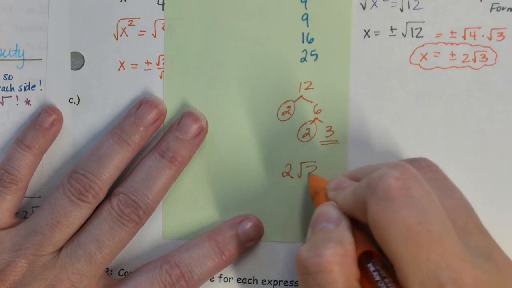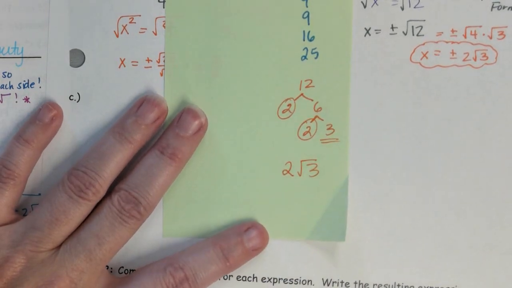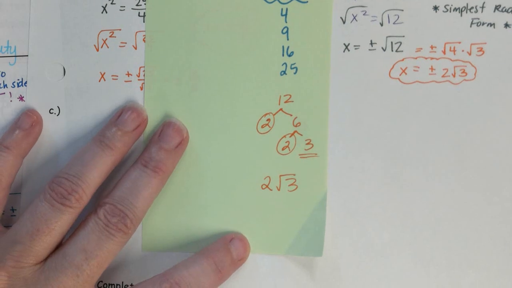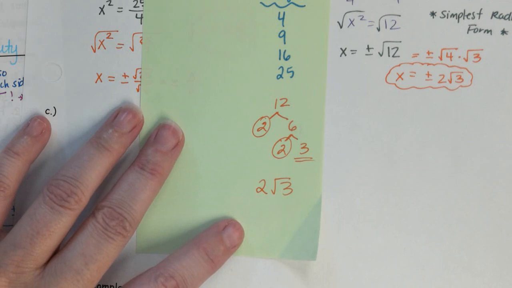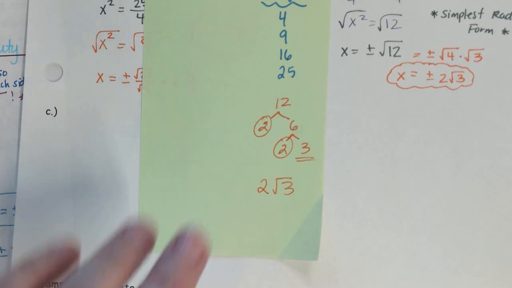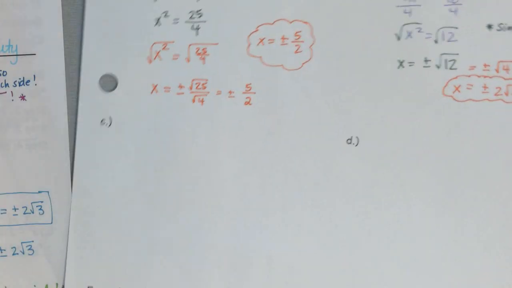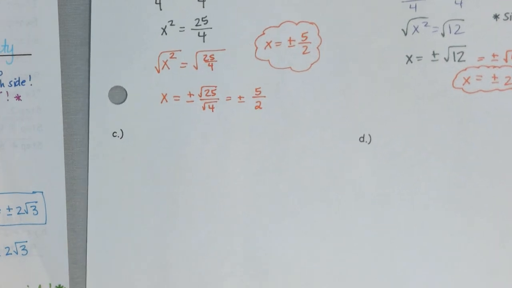3 is the only thing I have left, so you could think of it that way as well. Okay? I don't care how you do it, we just need the correct simplification. So do what works for you. All right. For C and D, these are going to be a little bit different.